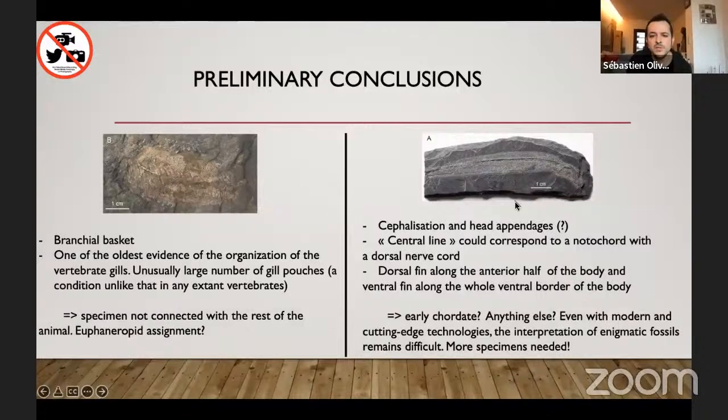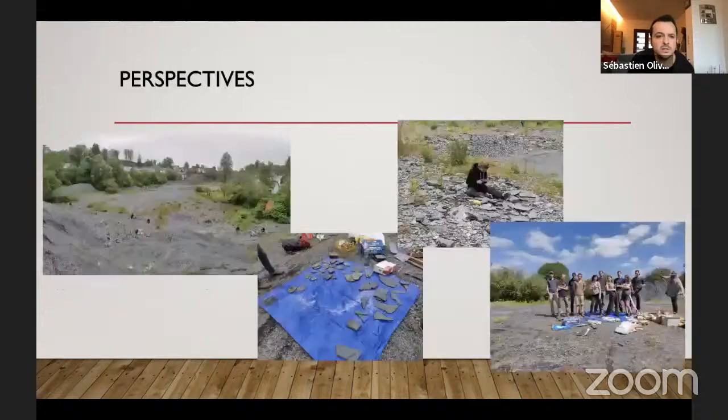For the putative early chordates, is that truly an early chordate? Could that be anything else? So even with modern and cutting-edge technologies, the interpretation of enigmatic fossils remains difficult, and more specimens are needed. And that's a chance because very recently, we likely found the original quarry of this early chordate specimen. We spent only 2 days with a team of roughly 10 people and found more than 100 specimens of early chordates, vertebrates, and invertebrates.